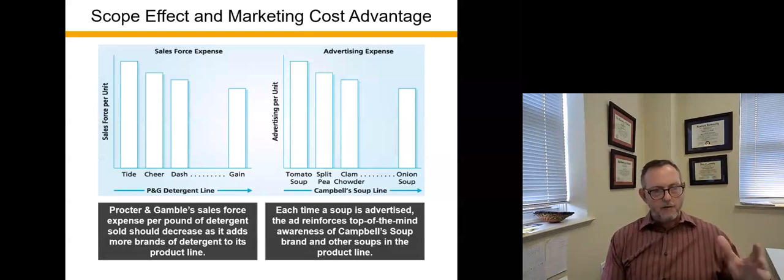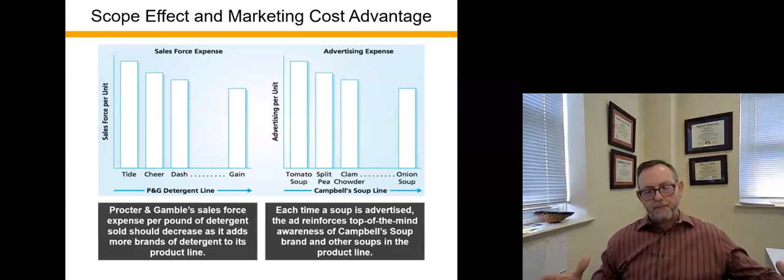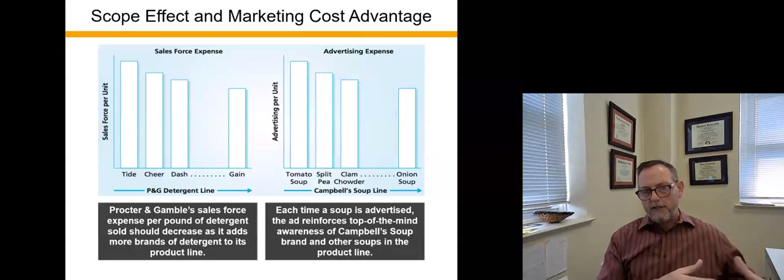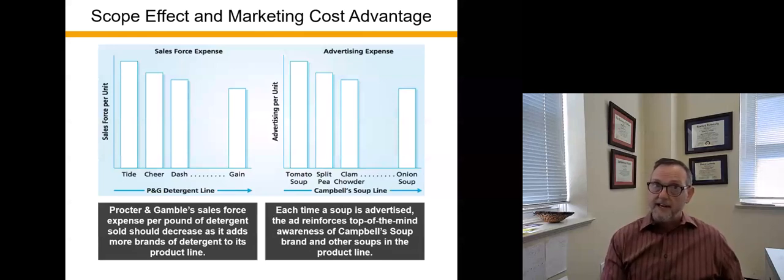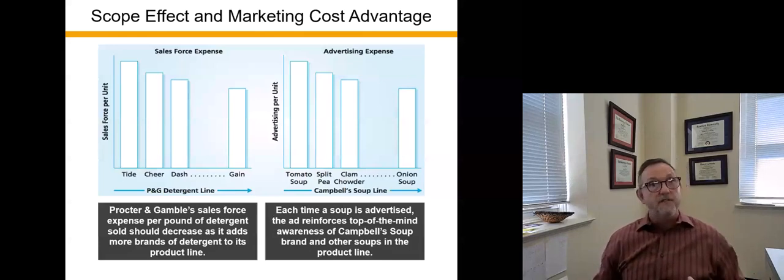If I have Tide or Cheer and Dash, the P&G detergent line example, and I have an employee go into the store stocking the shelves, it's far more efficient to have them stock all those brands at once rather than have several people go in stocking them separately. And so the more brands that one person can stock on the shelf reduces costs of distribution dramatically. The more they're able to do, the lower the overall cost of that particular activity in marketing.